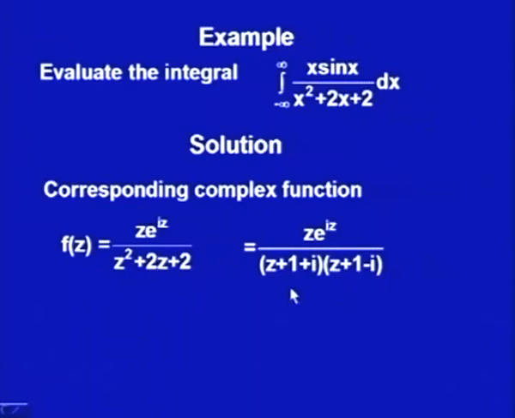This says that the zeros of the denominator q(z) are minus 1 minus i and minus 1 plus i. Both are complex numbers. Minus 1 plus i lies in the upper half plane, and minus 1 minus i lies in the lower half plane. So we have one pole, or one isolated singularity, in the upper half plane, and that is also a simple pole.